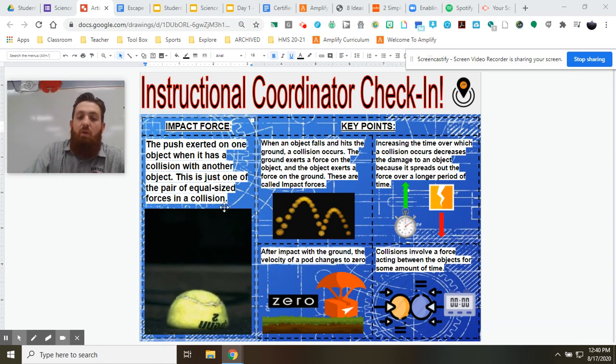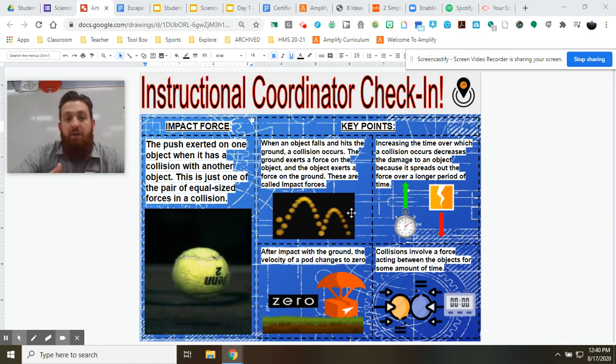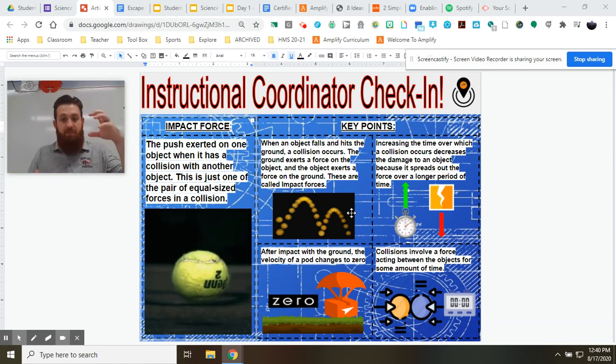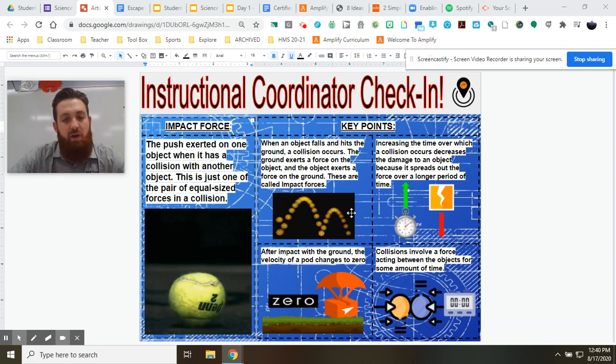One of them is that when an object falls and hits the ground, that collision occurs. So the ground is going to exert a force on the object, and the object exerts a force on the ground. We know this. So when our pod drops, think to yourself, how is that going to impact how I design my drop pod? Because that's a very important thing to remember.